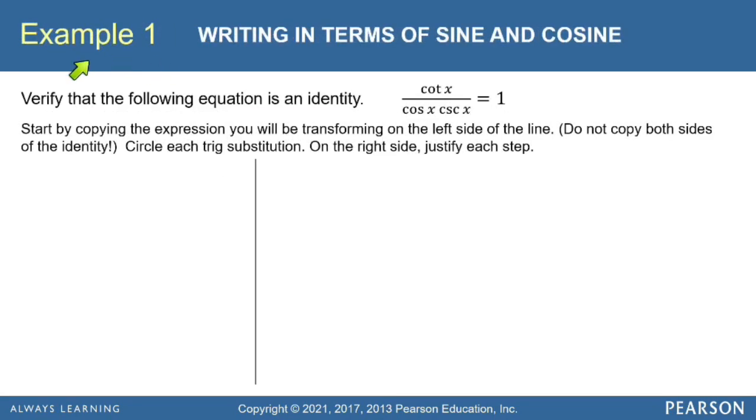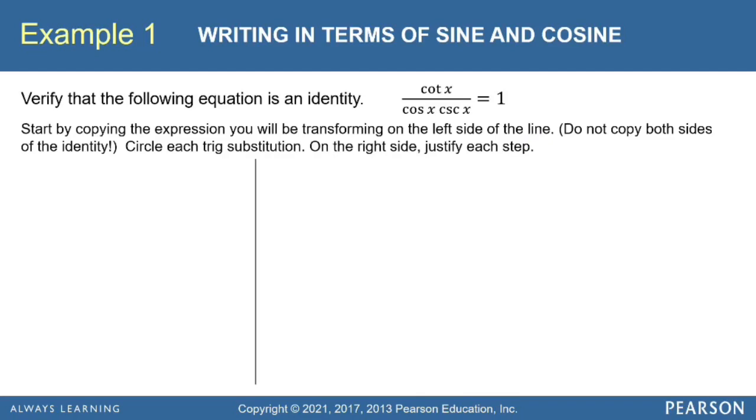So here's example 1, our very first proof together. It says verify that the following equation is an identity. And we have cotangent of x over cosine of x times cosecant of x equals 1. Now since this is our first one, I have some extra instructions for us here. It says start by copying the expression that you'll be transforming on the left side of the line.